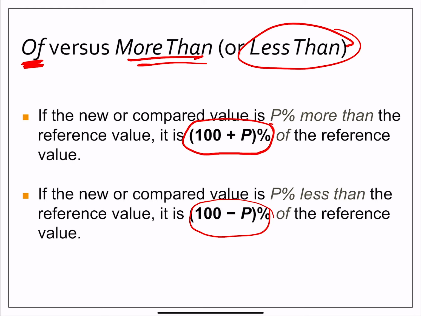So that's of and more than. If you just see of, you can just multiply. But if you see more than, you have to multiply by 100 plus the percentage. And if you see less than, you have to multiply by 100 minus the percentage.